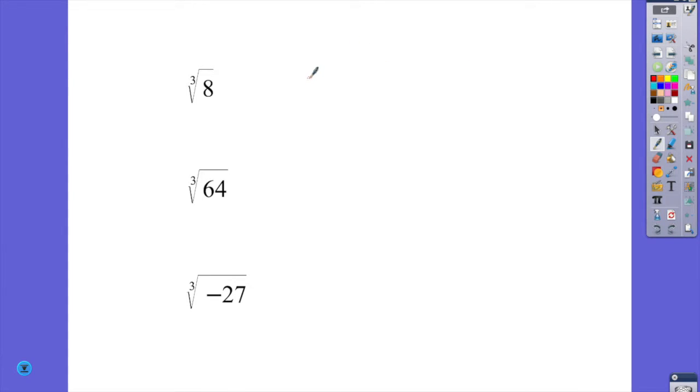So let's try out these problems. The third root of 8, or the cubed root of 8. What times what times what would be 8?